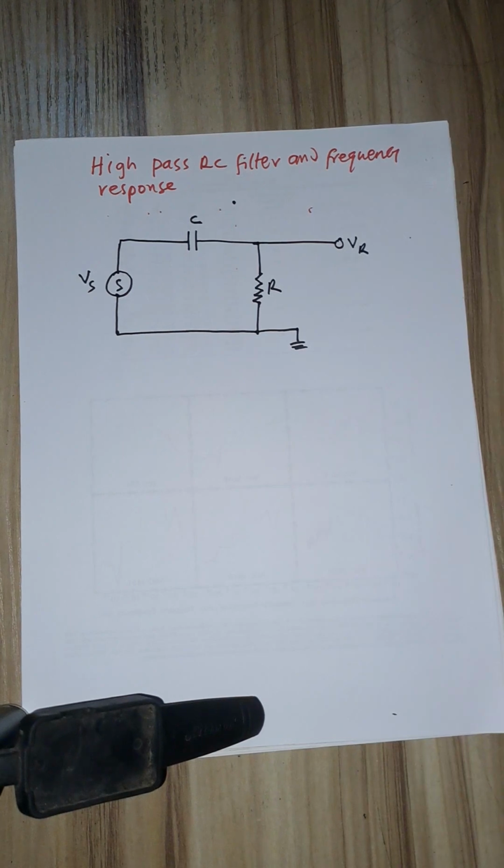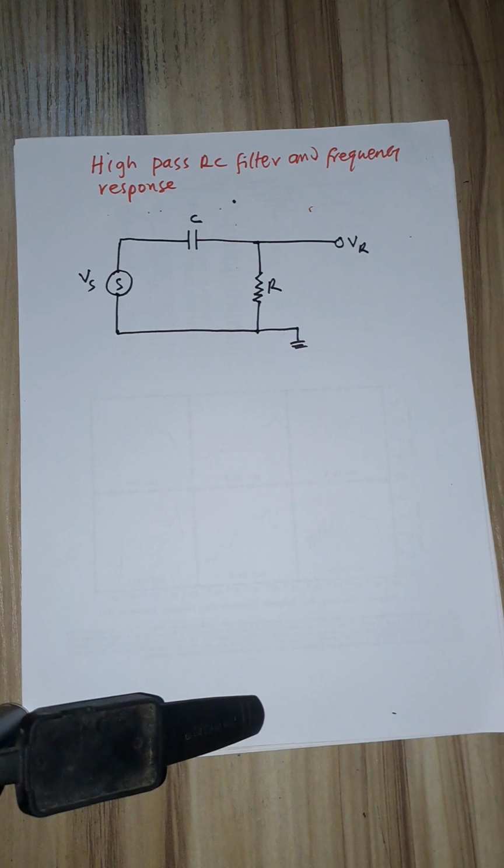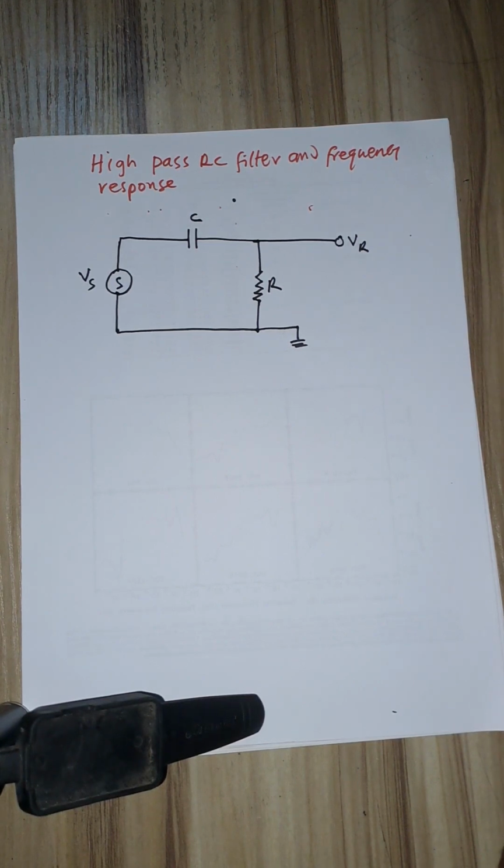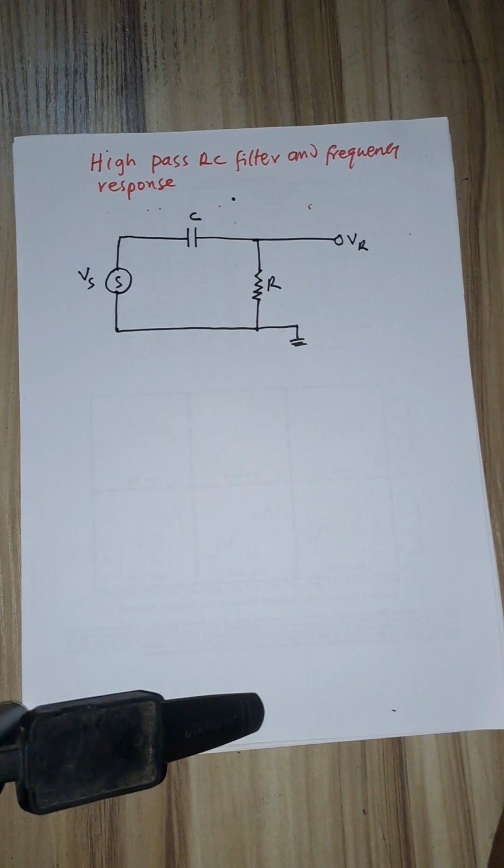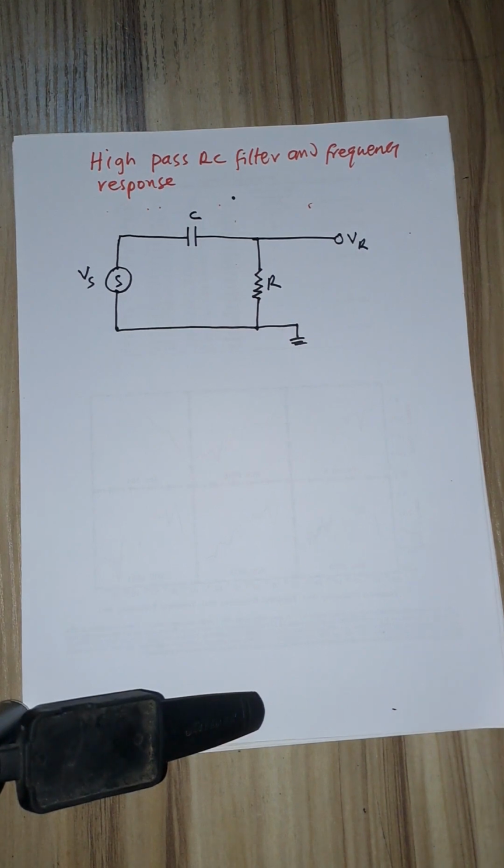My friends, in my previous video, I explained low pass RC filters. Now we look at high pass RC filters. These are filters that allow high frequencies to pass and block low frequencies. So they disallow the passage of low frequencies. Now let's see how this happens.